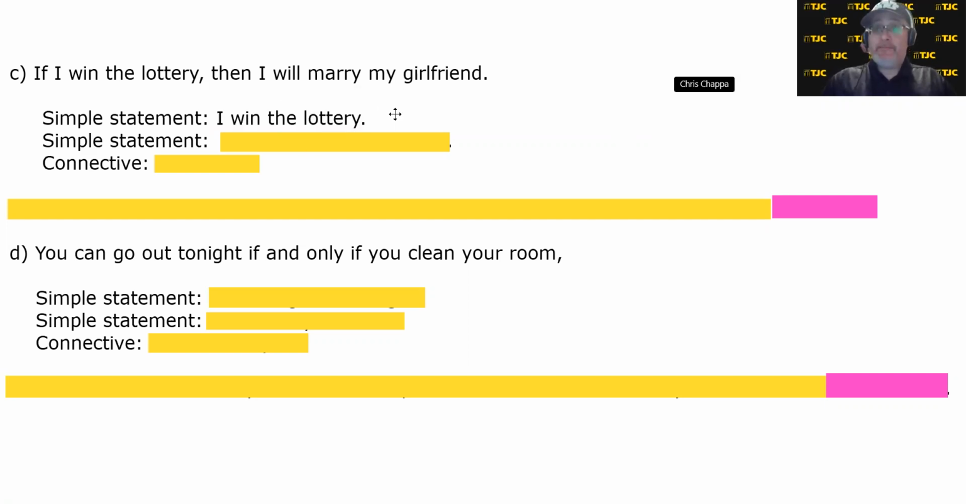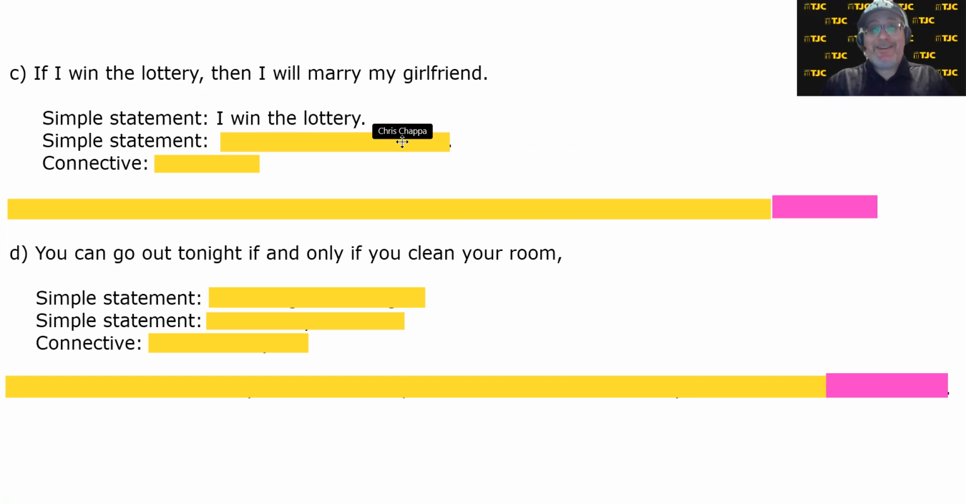I win the lottery. So what's the if? Well, we'll get to that in a second. But the first simple statement is, I win the lottery. That is a complete sentence, conveys a single idea. What's the second simple statement? See if you're paying attention.